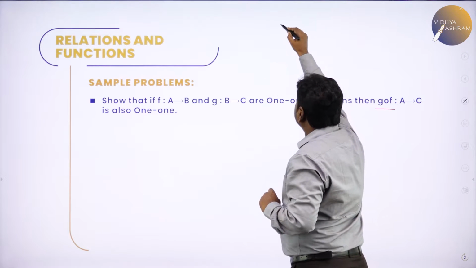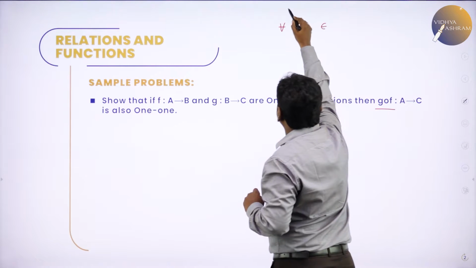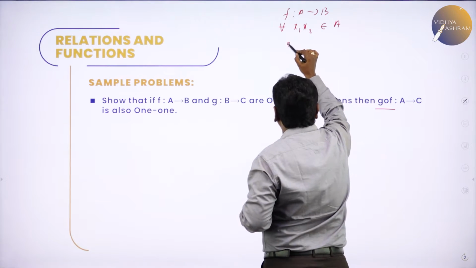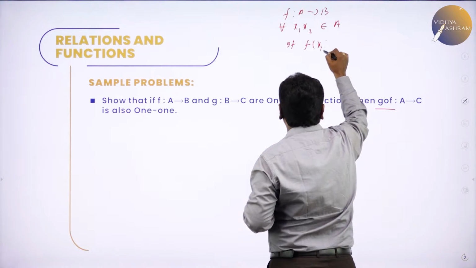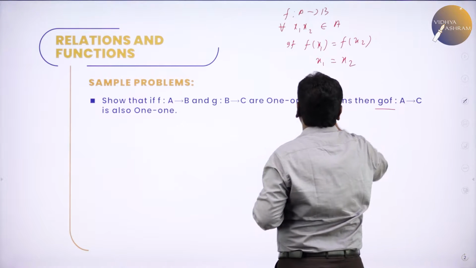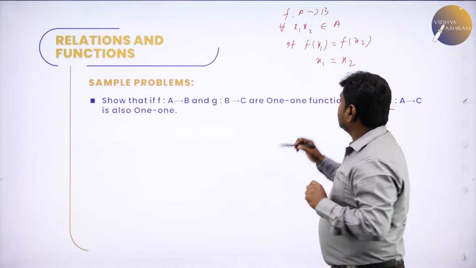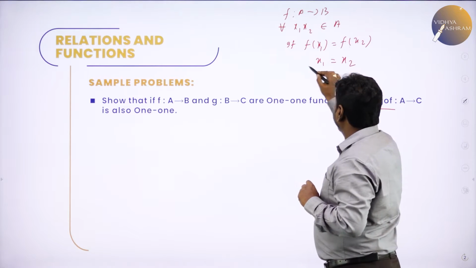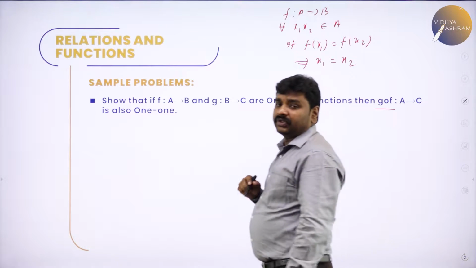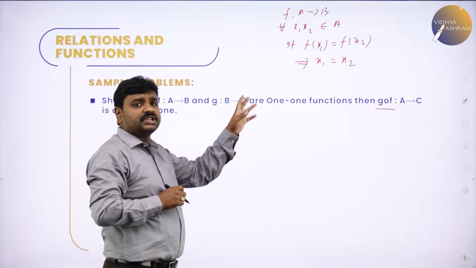Mathematically, for all x1, x2 belonging to the domain, suppose f maps A to B, if I take domain A, if f of x1 equal to f of x2, finally x1 should become equal to what? X2. This is the method to prove. If it is 1 1, if f of x1 equal to f of x2, that implies x1 should be equal to x2 because the function is 1 1. Now they clearly gave f is 1 1, g is also 1 1.